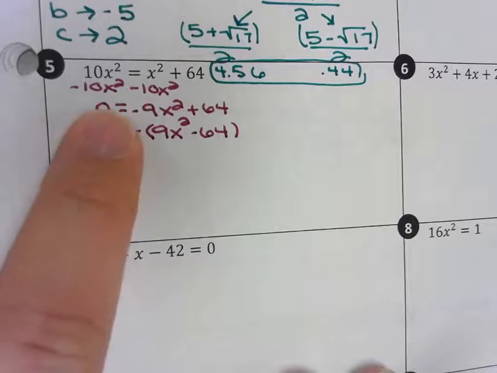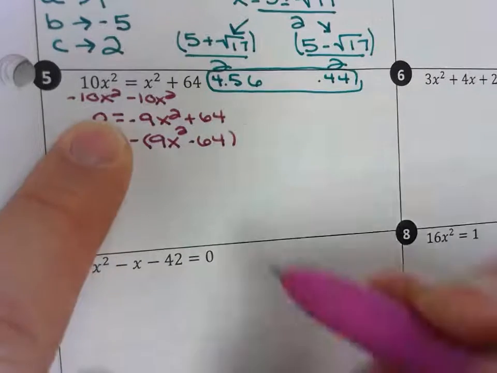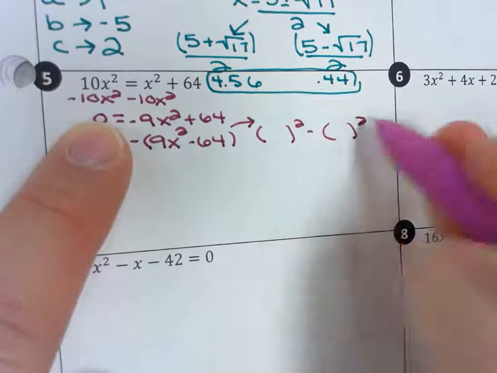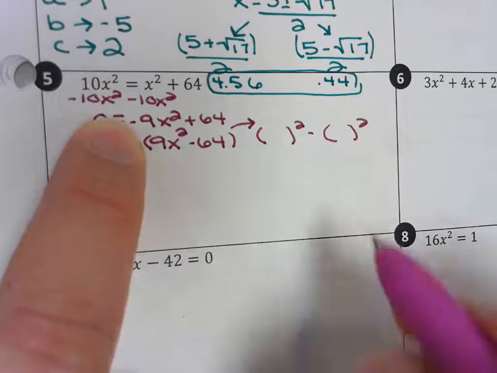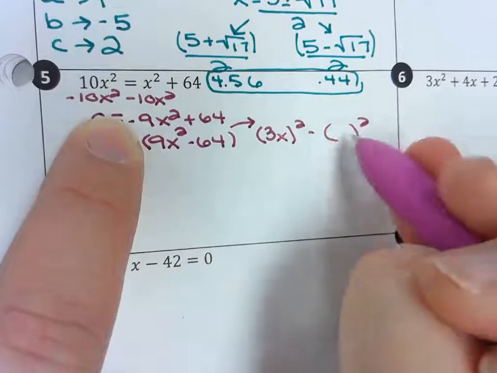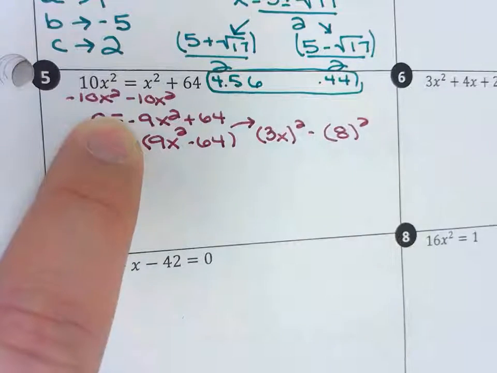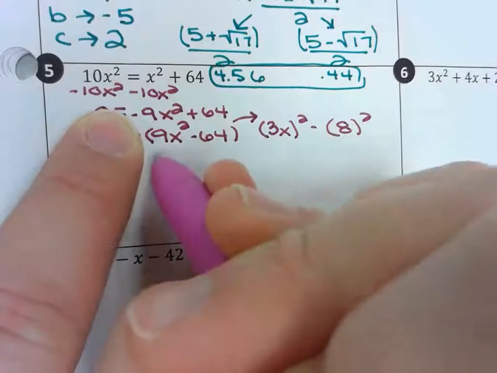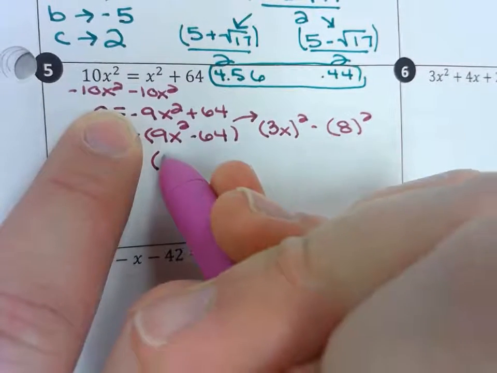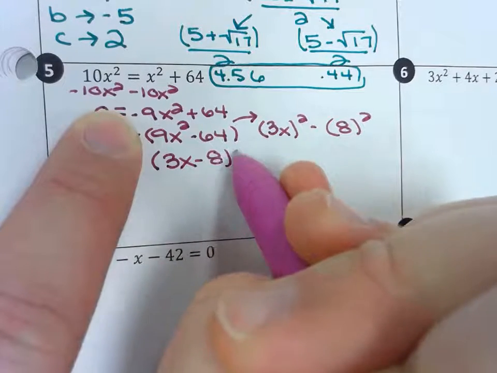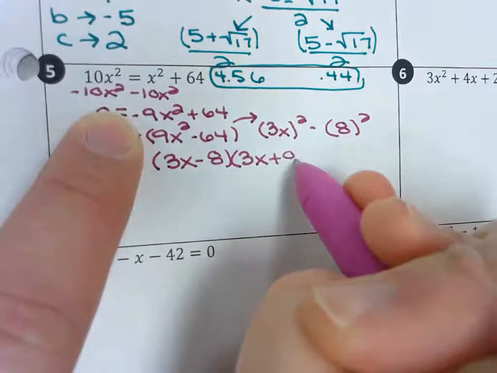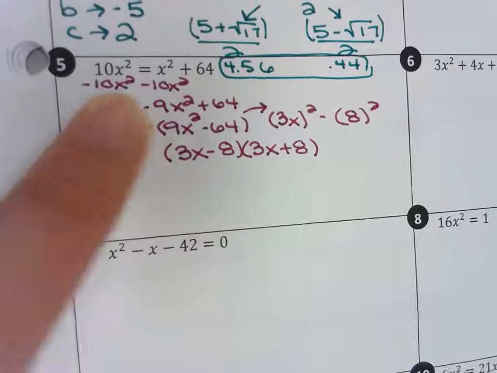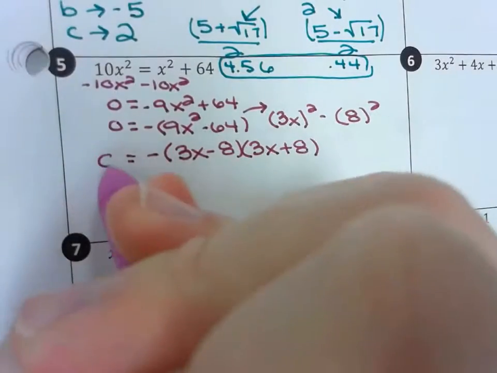Now I have a difference in my parentheses, a difference of perfect squares. If you still need to write this, what squared gives me 9x squared? 3x. What squared gives me 64? 8. So that's the work for factoring a difference of perfect squares. And what will my final factored form look like? 3x minus 8, 3x plus 8. So when you factor a difference of perfect squares, you take the things that are being squared and add them and subtract them. I still have the negative out front, equal to 0.